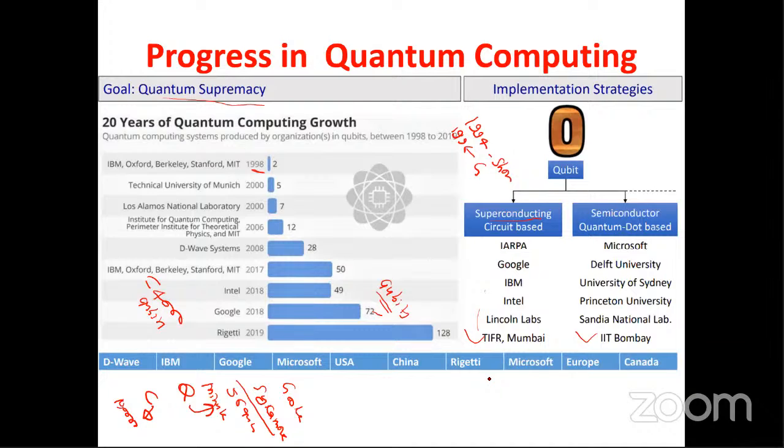So what is the idea? To develop a quantum computer, you need qubits. So you have to realize those qubits using these different technologies. These things are being done in India also. So with the progress which we are seeing, maybe in the next 5-10 years we will see large quantum computers. Okay.